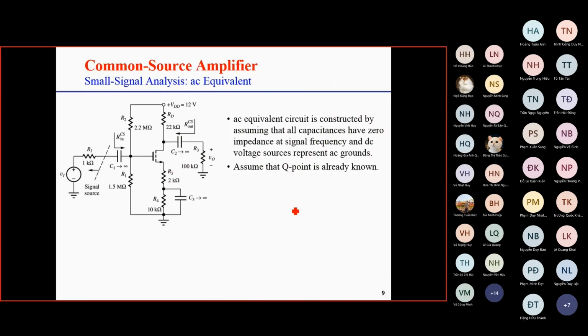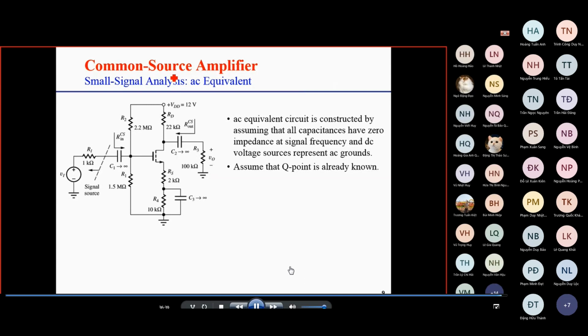Okay, so let's take a short break of 10 minutes before we come back to consider the very first configuration, the common source amplifier using a field effect transistor here.